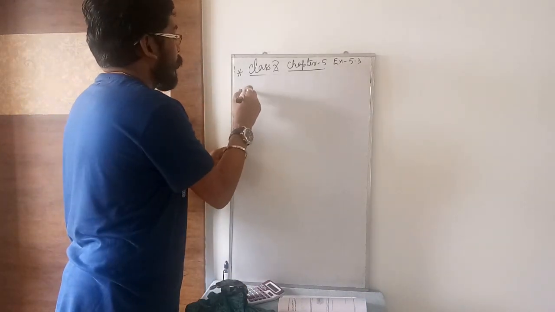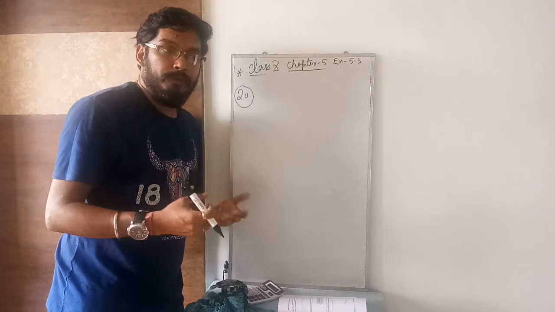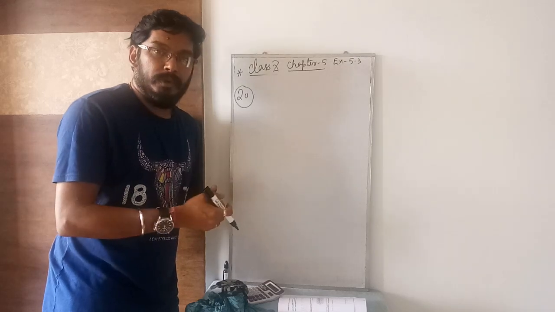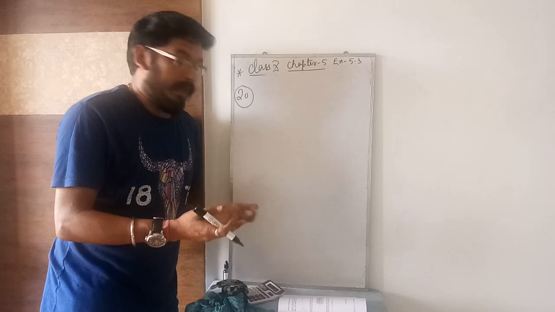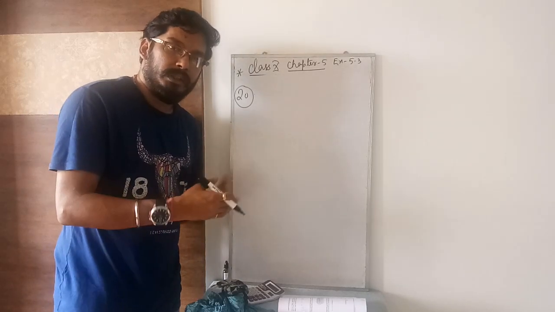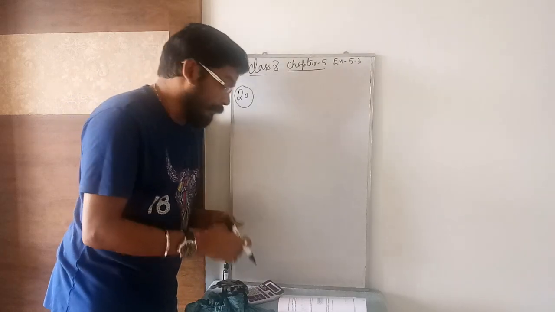Next, question number 20, the last sum from the previous edition book. If you find any other sum, try to complete it. The concept is the same. The number of questions has increased in the new edition book, but the concept is already given. You can easily go for it. If you can't do any sum, just send me the question.